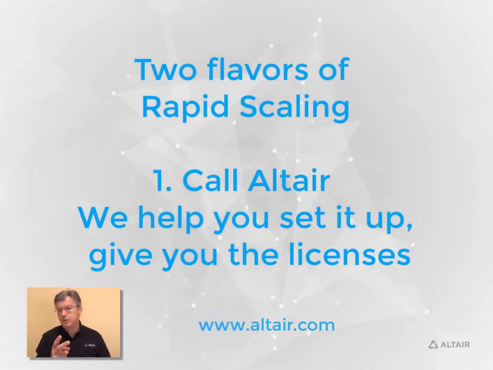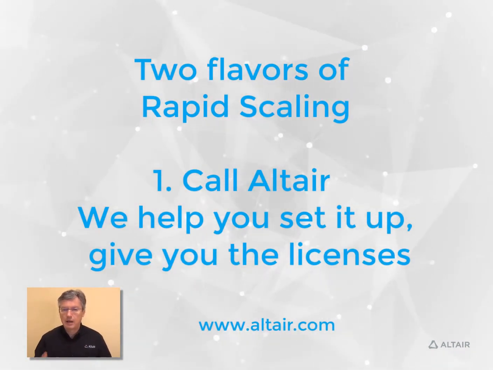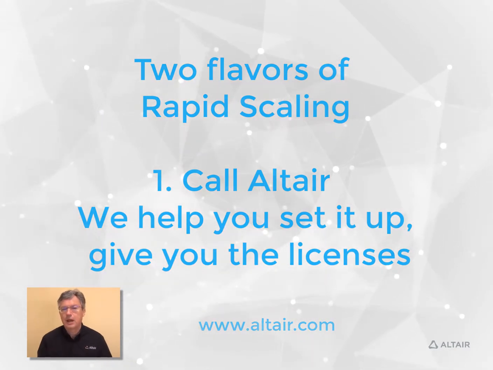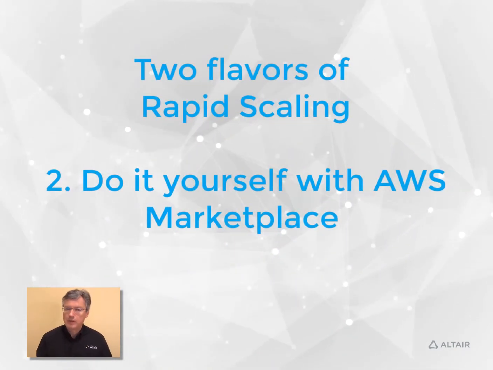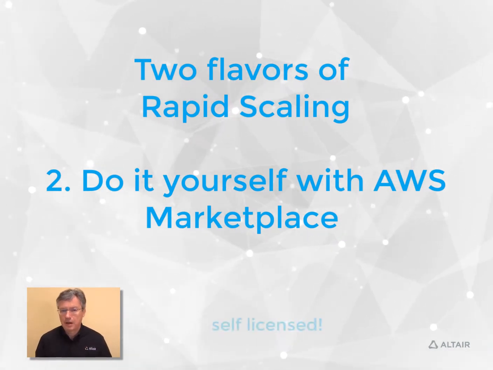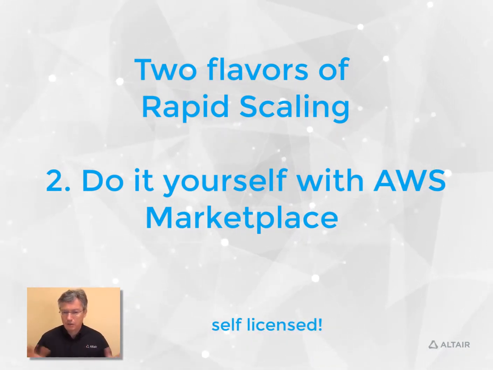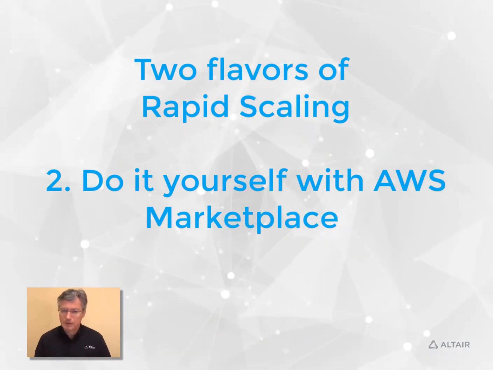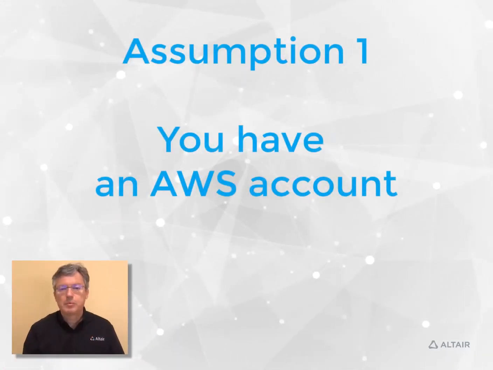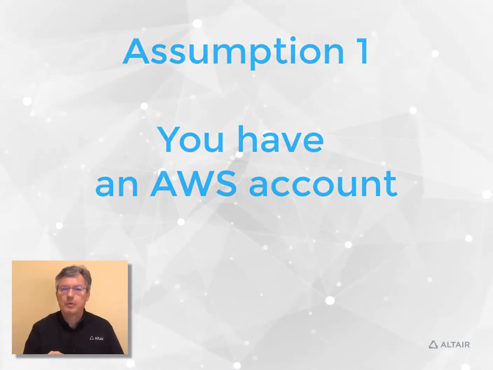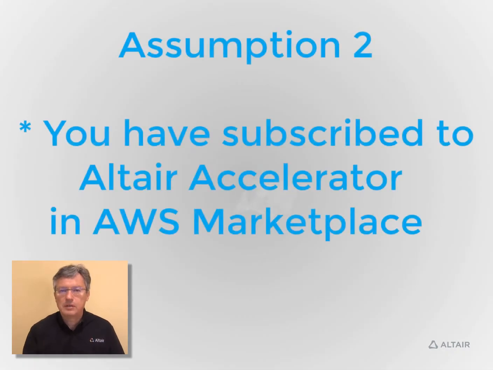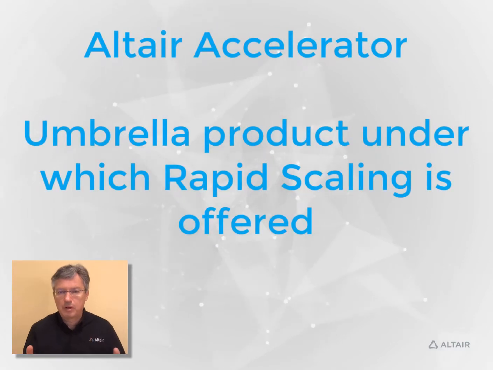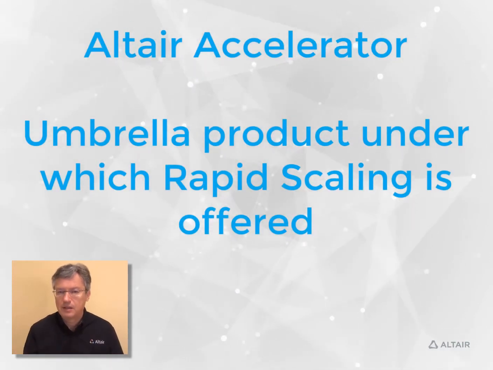Rapid scaling comes in two flavors. You can either call Altair and we will help you set it up and give you a license, or you can do everything by yourself, go to AWS Marketplace, and you don't even have to call Altair. This is what the rest of the video is about. We make two assumptions. You already have an AWS account and you have already subscribed to Altair Accelerator, which is the umbrella product under which rapid scaling is offered.